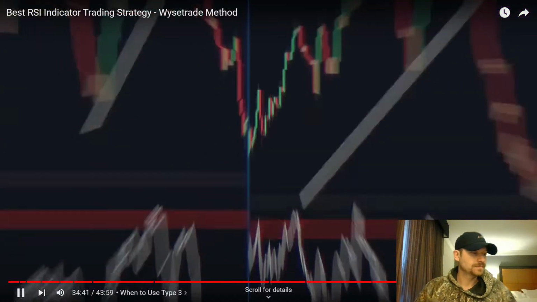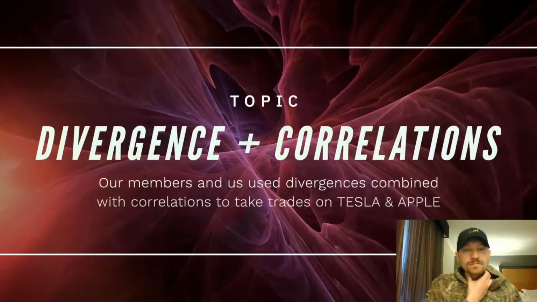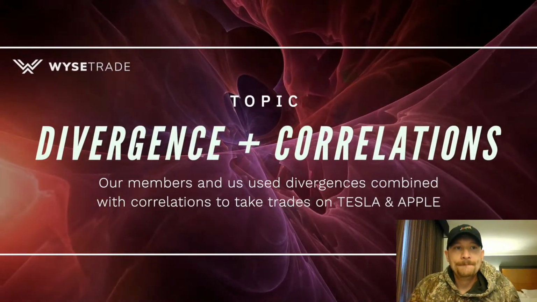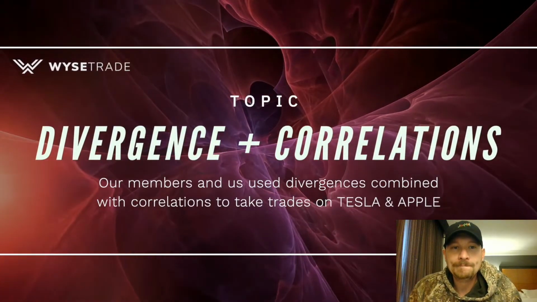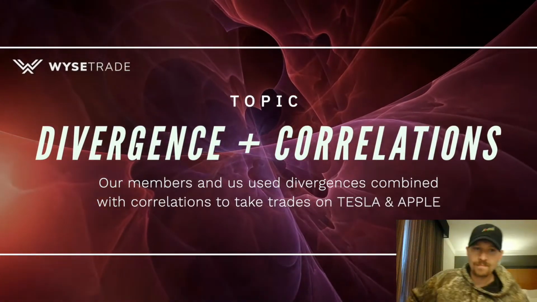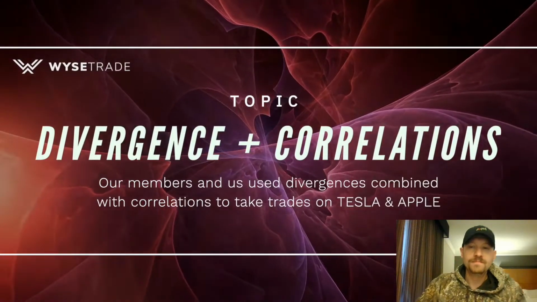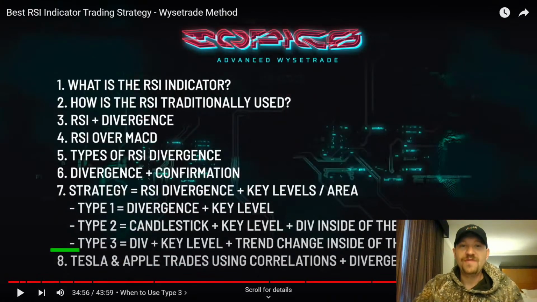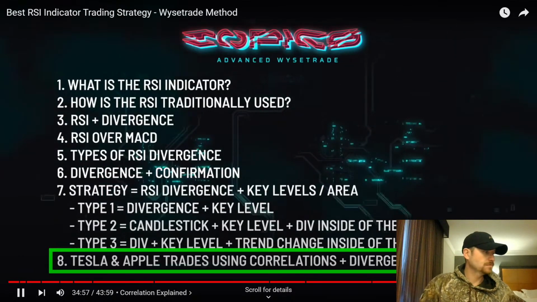Entries. But now, we want to show you something very interesting, which also brings us to the final section of this video. We're going to show you how our members and us used divergence combined with correlations to enter trades on Tesla and Apple during the deep S&P 500 market pullback. This is the final part of this, and then we'll be answering some questions and then ending the live stream.